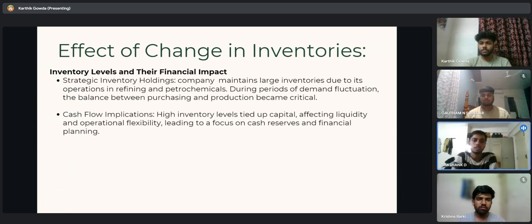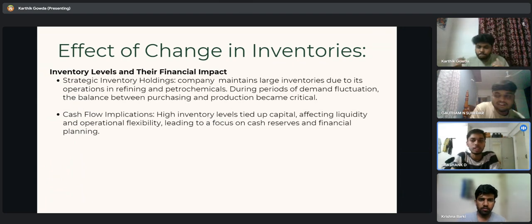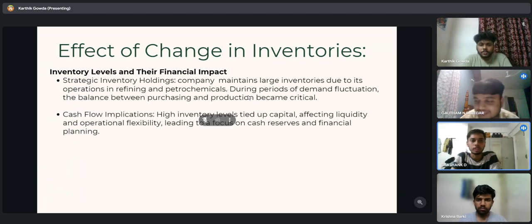Hello, sir. Myself Shashank D. From here, I will be continuing this. The effect of change in inventories, the inventory level and their financial impact. I will be continuing from here.